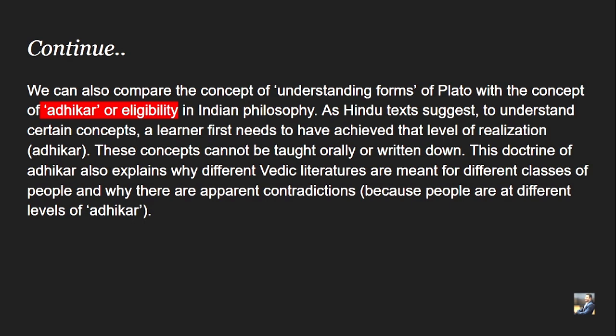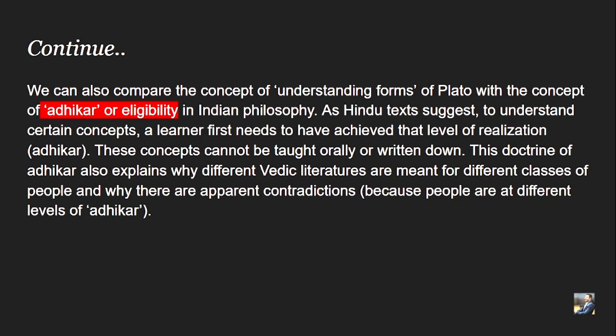So these concepts cannot be taught orally or written down. This only comes with age, practice, and dedication. This doctrine of adhikar also explains why different Vedic literature are meant for different classes of people and why there are apparent contradictions. We have seen there are several Vedic literatures, like Rig Veda, Sama Veda, Atharva Veda, Yajur Veda, and so on, meant for different classes of people. The Brahmanas can excel in the Vedas, we call them Chaturvedis, masters of the four Vedas, and not the other classes or clans. And there are apparent contradictions because people are at different levels of adhikara.